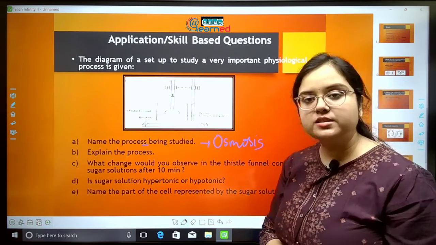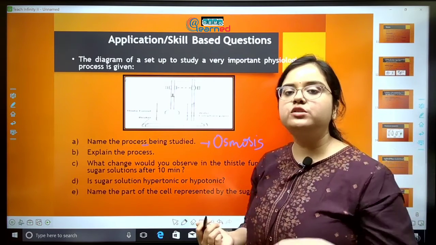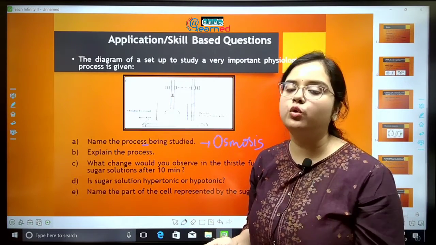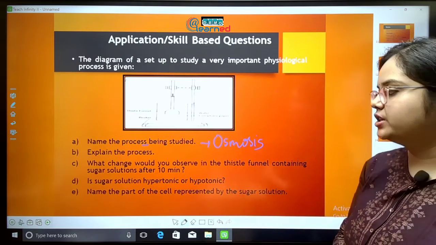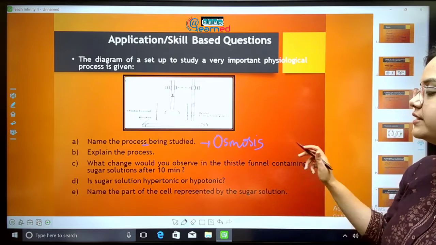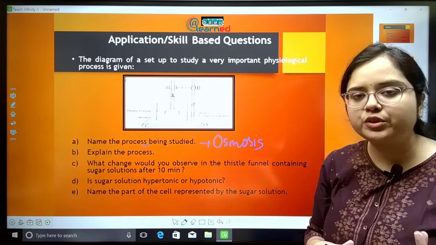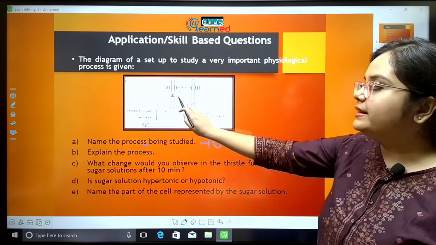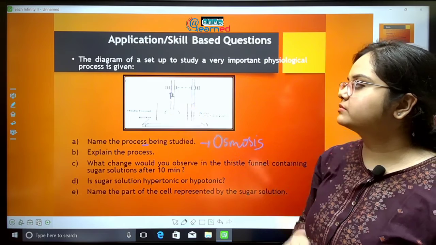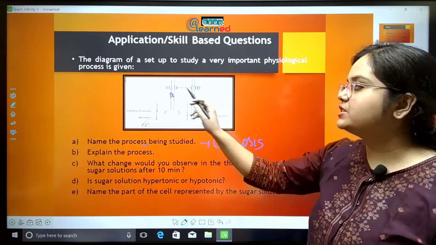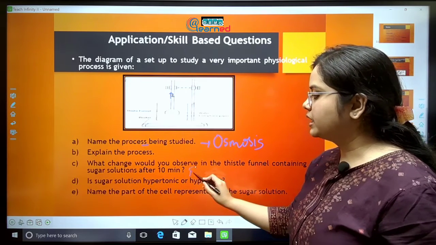Explain the process. You can very well explain the movement of solvent molecules from region of high concentration to low concentration across a semi-permeable membrane. That is the explanation. What change would you observe in the thistle funnel containing sugar solution after 10 minutes? What will you observe? That the level of sugar solution has risen, has gone up. So that is your observation.